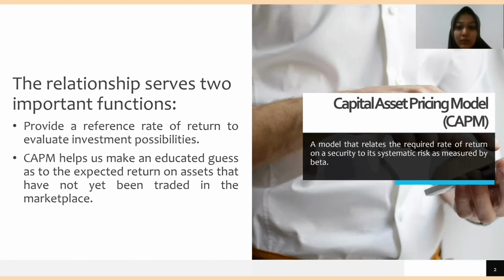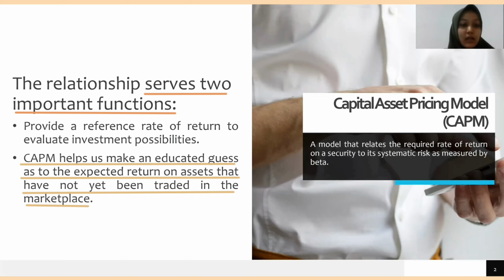So the relationship between the required rate of return on a security and its systematic risk serves two important functions. The first one, it provides a reference rate of return to evaluate investment possibilities. And the second one, the capital asset pricing model helps us to make an educated guess as to the expected return on assets that have not yet been traded in the marketplace.